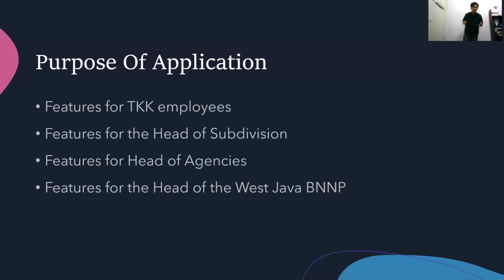All right, moving on to the third one, we have features of the head of agencies. Features for the head of agencies is confirmation of the assessment of the TKK employee performance. Right, the last one we have features for the head of the West Java BNNP. The features for the head of the West Java BNNP is they can view the reports of the result of the assessment in accordance with the rank.